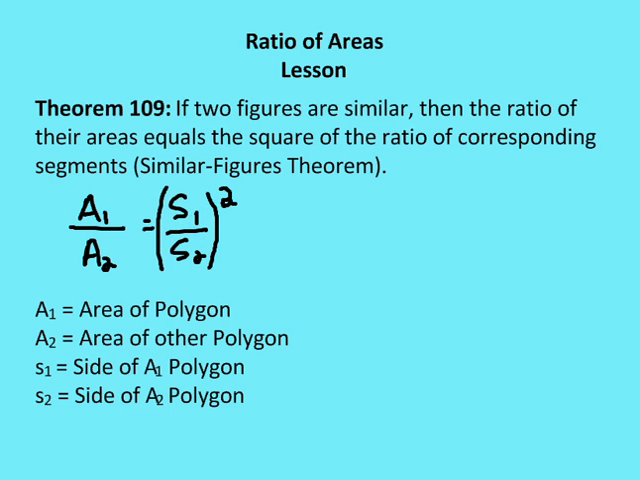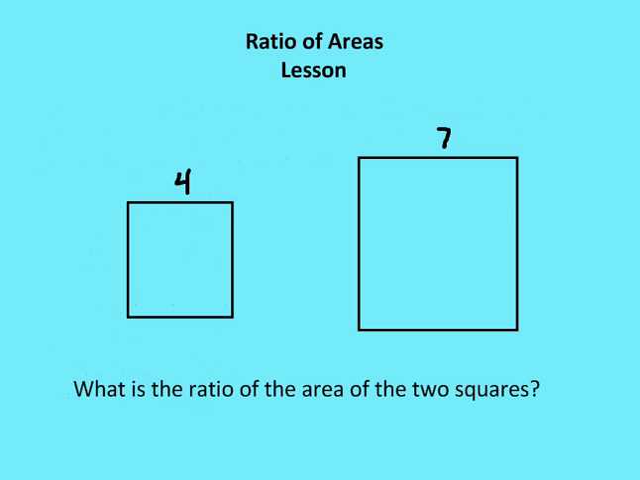So be careful if they ask for the relationship of the side lengths. It's going to be side length to side length. If it's areas, it's side length over side length squared. All right, so just some practice to make sure that you got this straight. What is the ratio of the areas of the two squares? And I'll give you a moment to figure this out.